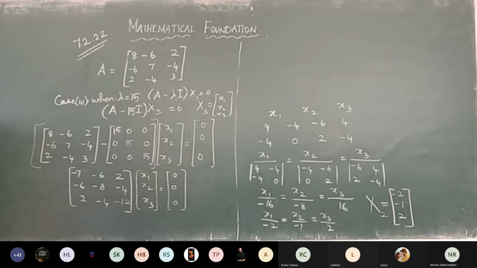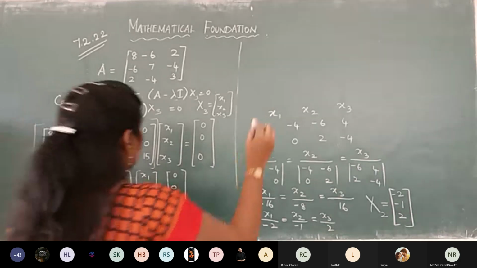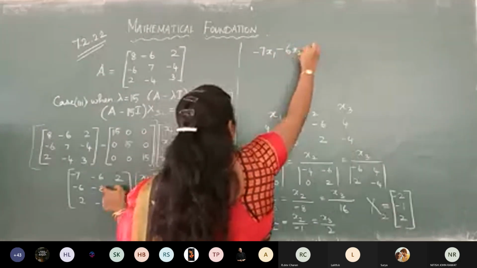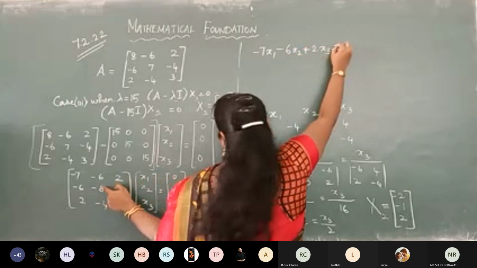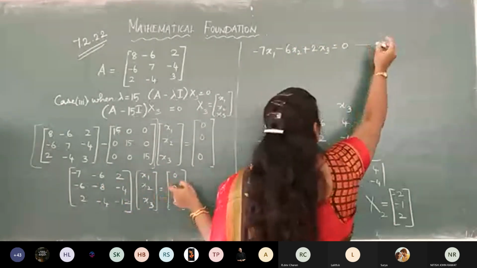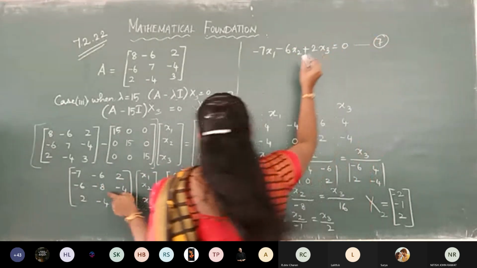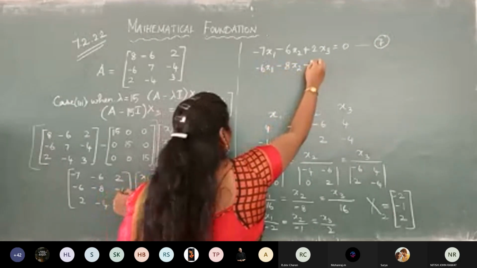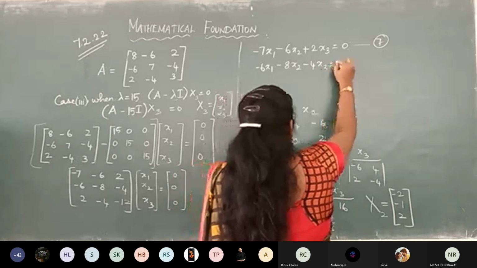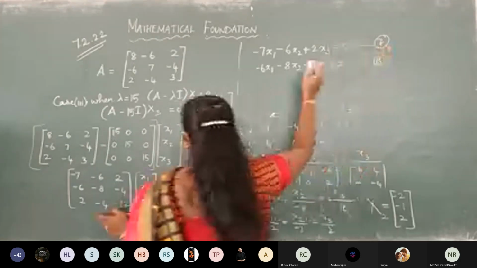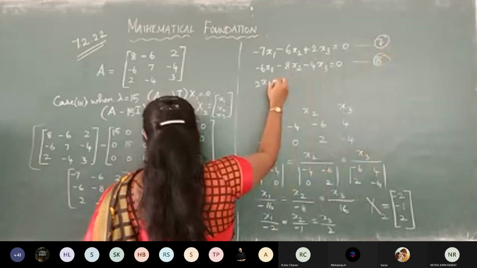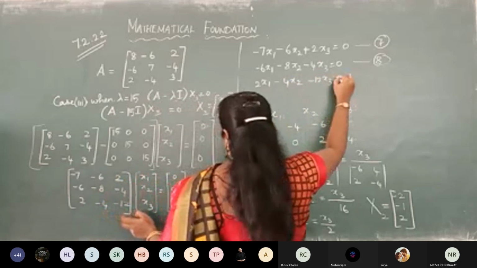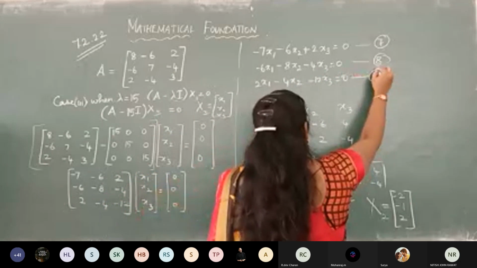Did you finish this problem? So your equation will be minus 7x1 minus 6x2 plus 2x3 equal to 0. This you will take as your seventh equation. And then minus 6x1 minus 8x2 minus 4x3 equal to 0, your eighth equation. 2x1 minus 4x2 minus 12x3 equal to 0, your ninth equation.